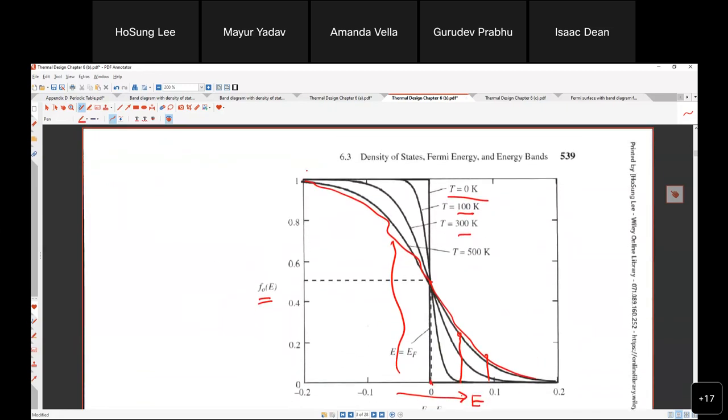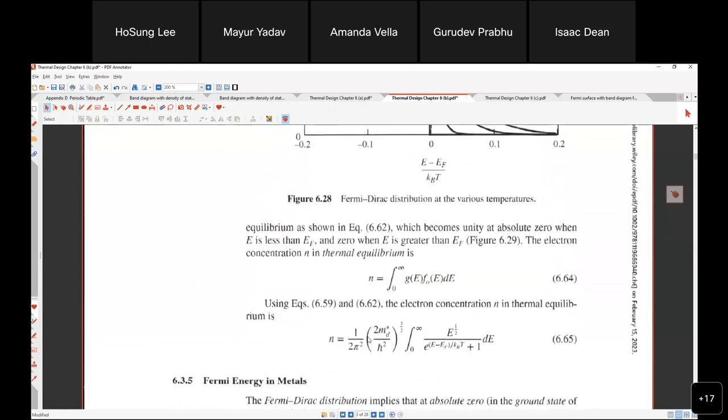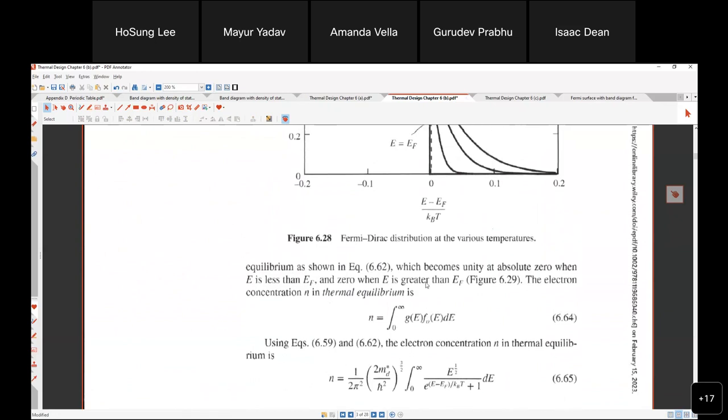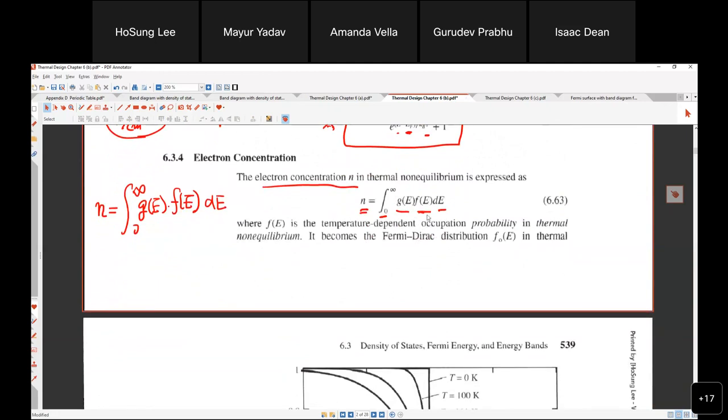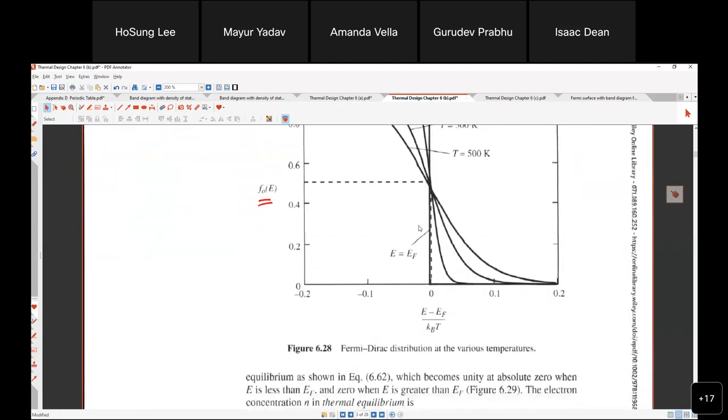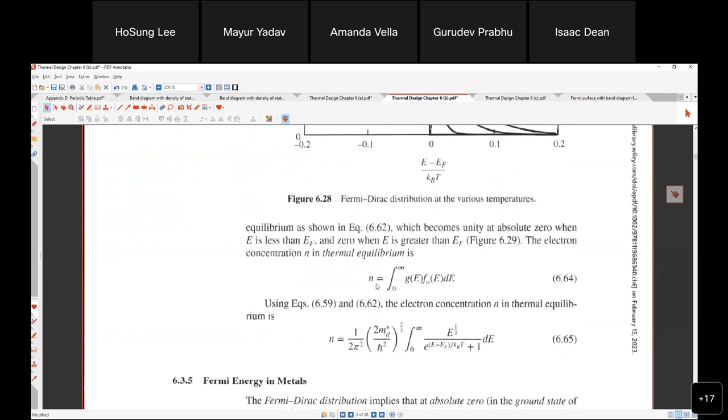Okay, so it's very interesting physics. Now, I have to tell you about equilibrium, or we don't know. In equilibrium, it's the same temperature. If it is the same temperature, then this is the distribution. If it is non-equilibrium, we don't know F. But in equilibrium, it's the same temperature, then yes, we know. So the number of electrons we can compute with equilibrium.